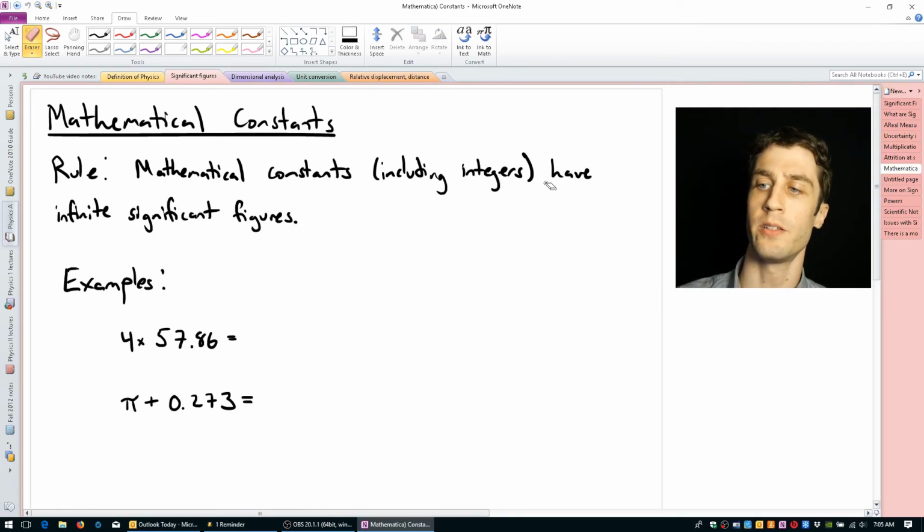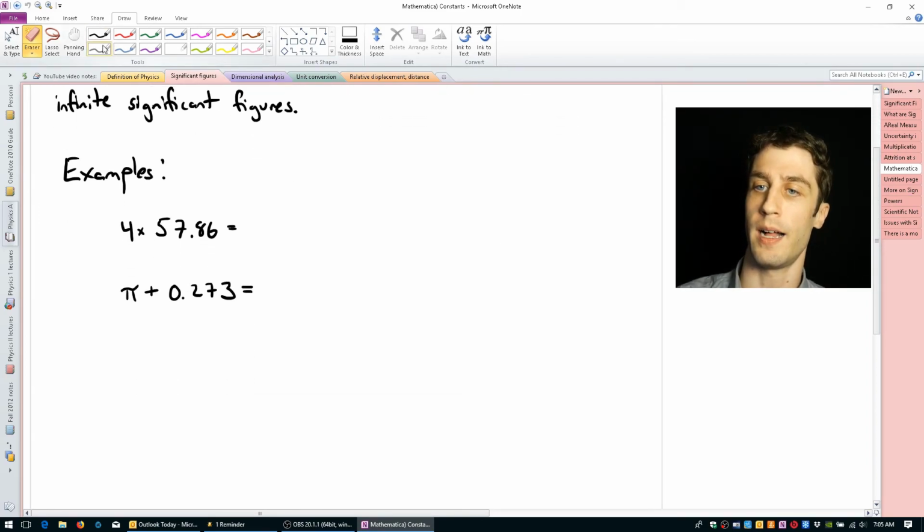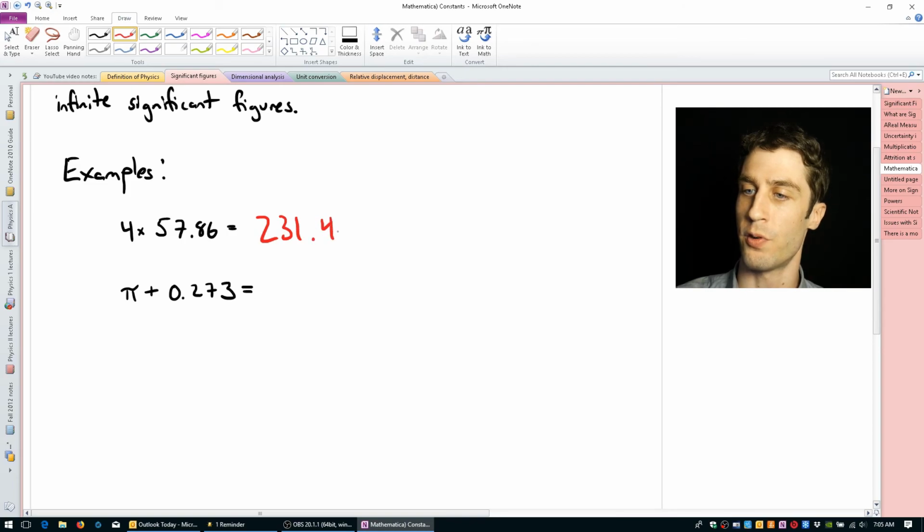Okay, one more quick note. Mathematical constants, including integers, have infinite significant figures, effectively. So, for example, we have 4 times 57.86. Well, your calculator will spit out 231.44. But not all of those digits are significant.